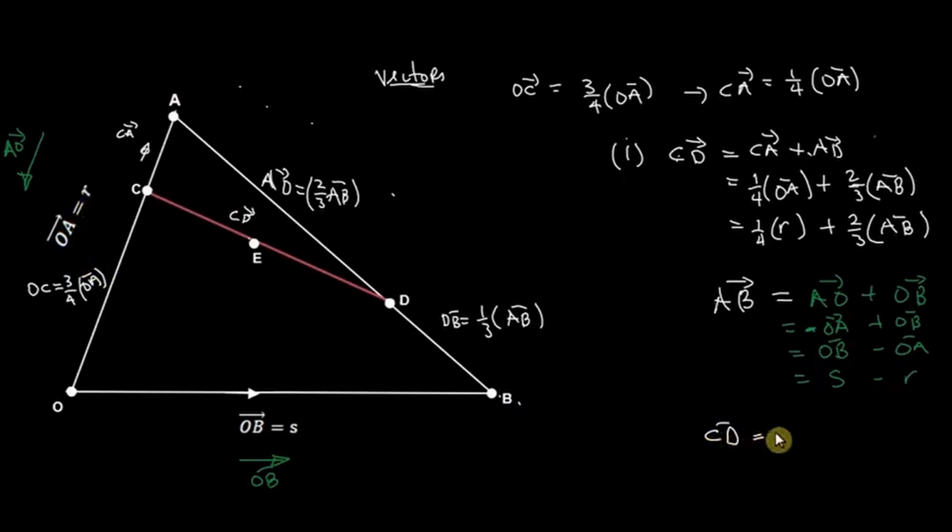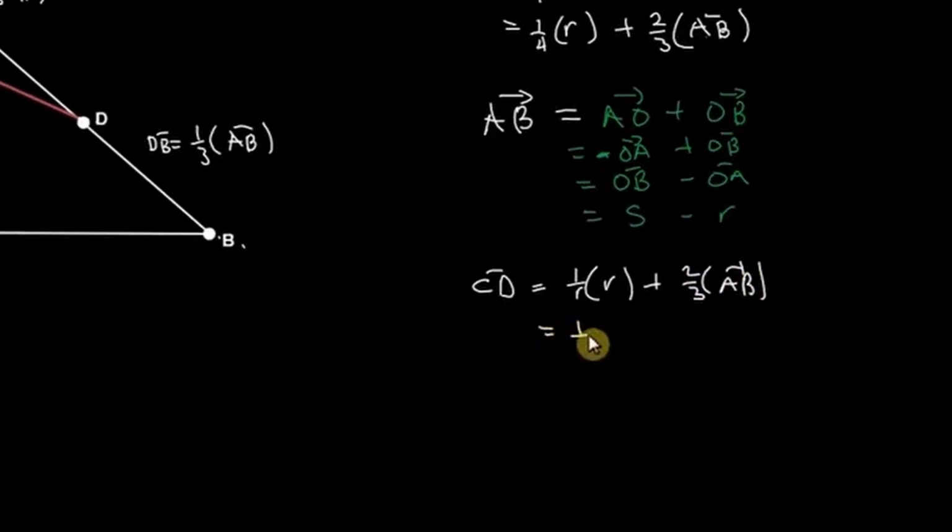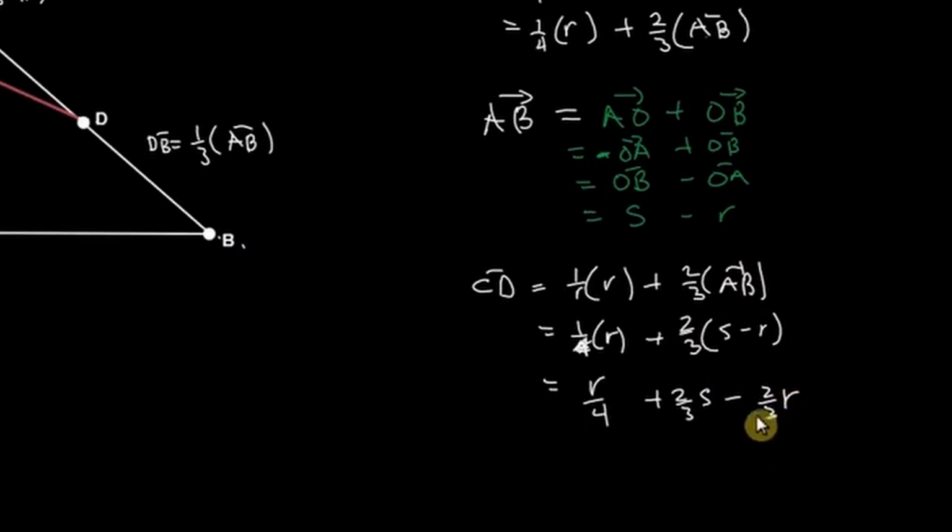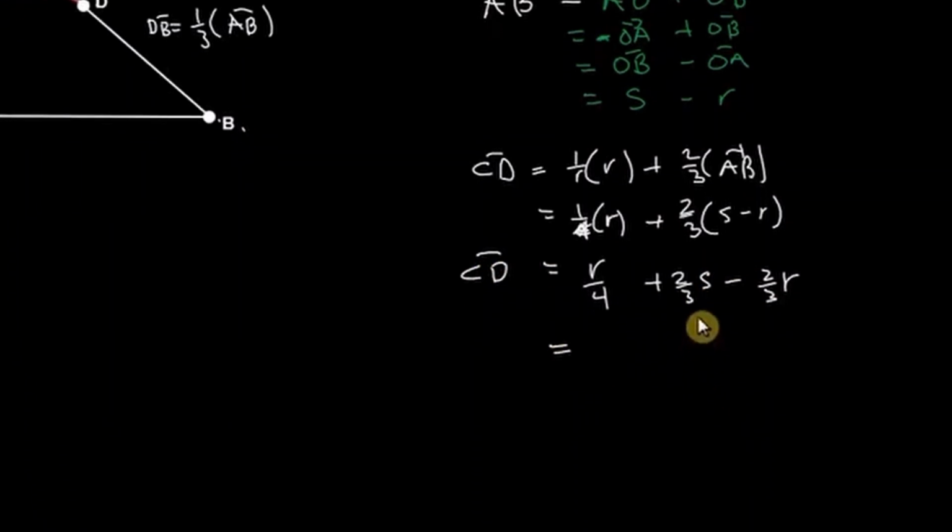So I could write CD equal to 1/4 R plus 2/3 AB, and I now have a value for AB. So I say it's equal to 1/4 of R plus 2/3 of A to B, which is S minus R, and I can now simplify this as follows. Let's expand. So that's equal to R over 4 plus 2/3 of S minus 2/3 of R. So I may want to get all of these terms over the same denominator. So let's use a common denominator of 12.